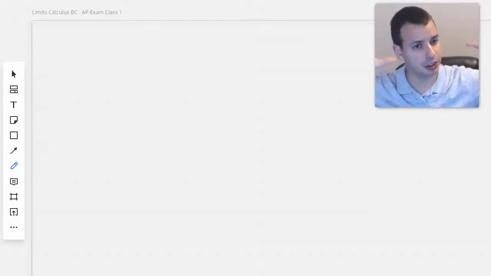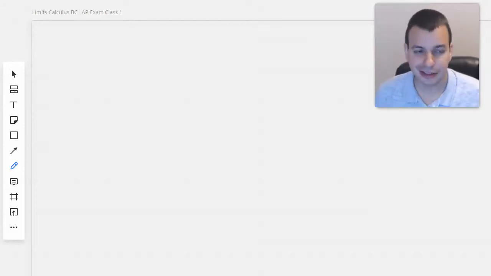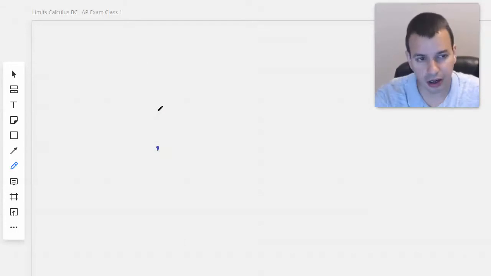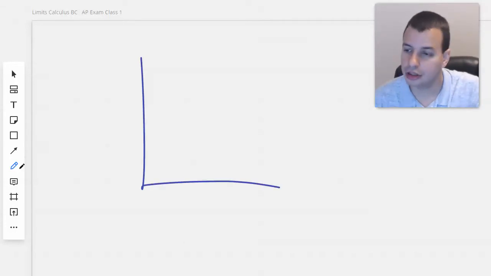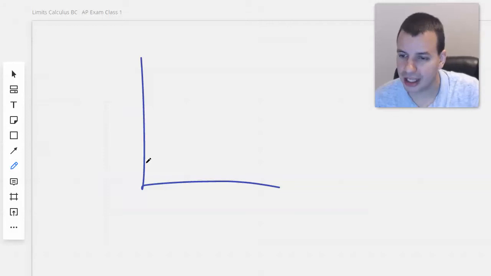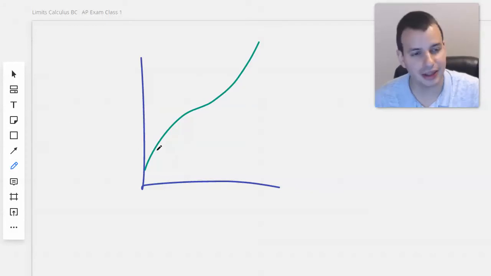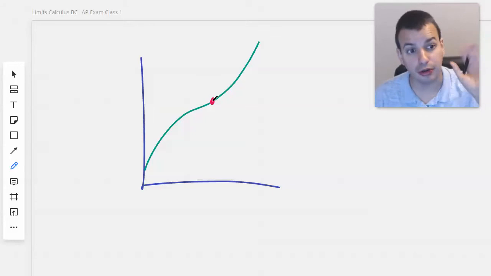So, big picture here, the entire idea of calculus, at least the first half of calculus, is to find the slope of a function. You've probably heard this before, calculus and slope. So you have a graph, kind of like that. And the idea is we want to find the slope at this point right there.